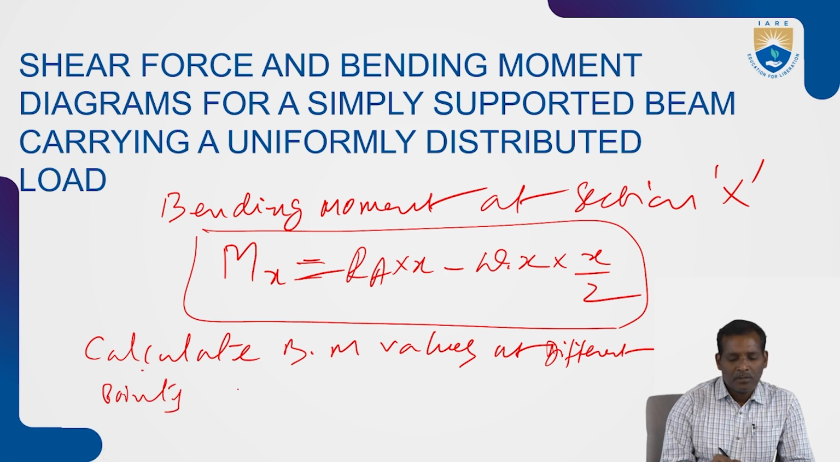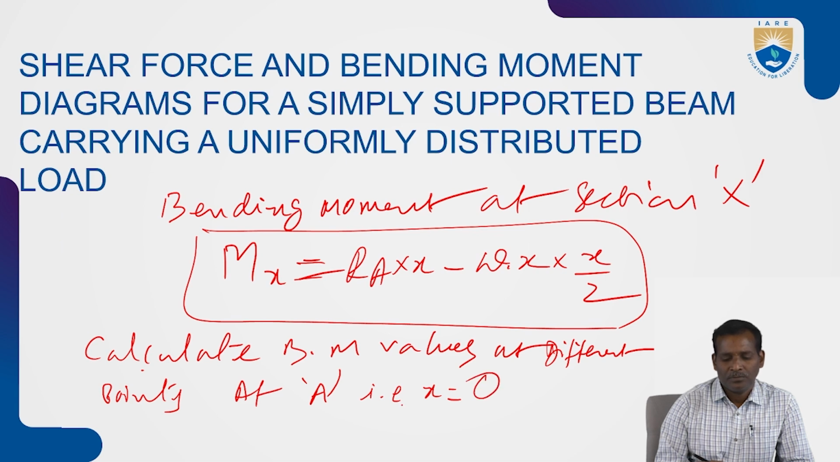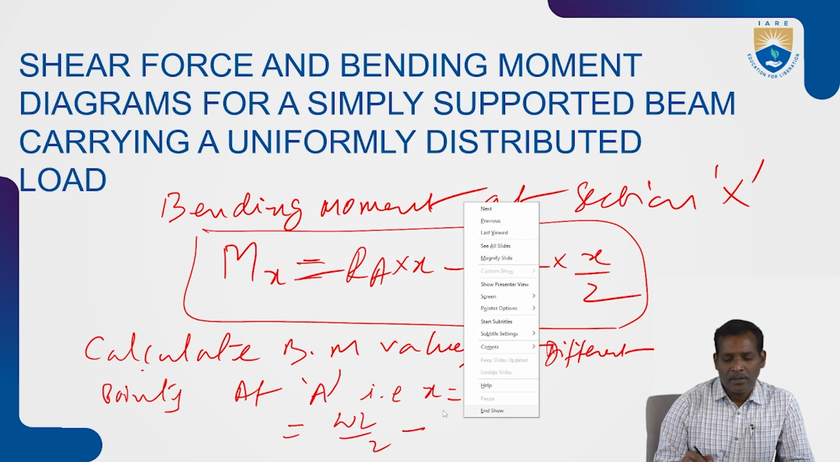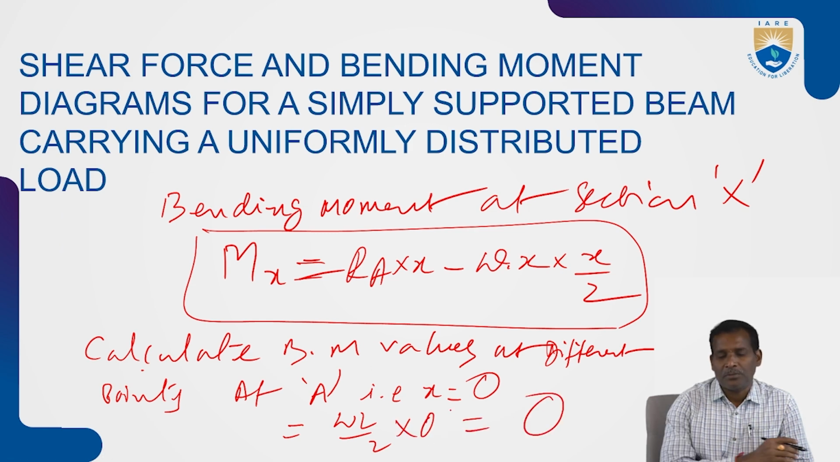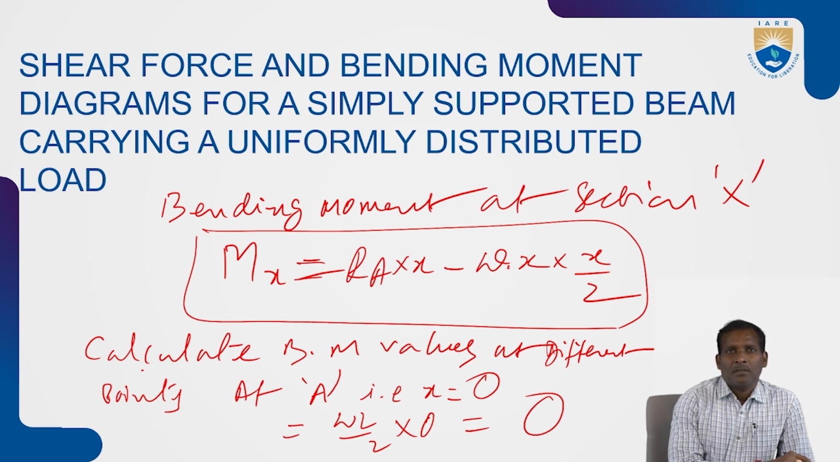Different points. So first at A, that is x is equal to 0. The bending moment is WL by 2 and 0. So multiply with 0, 0. So entirely the bending moment at A is equal to 0. Why? Because at the supports there is no bending moment.